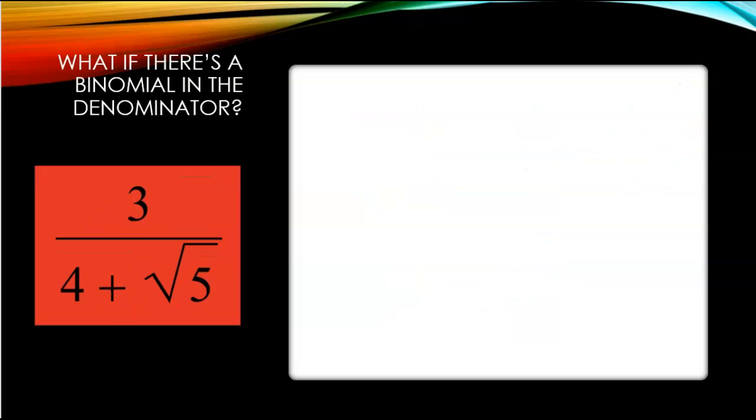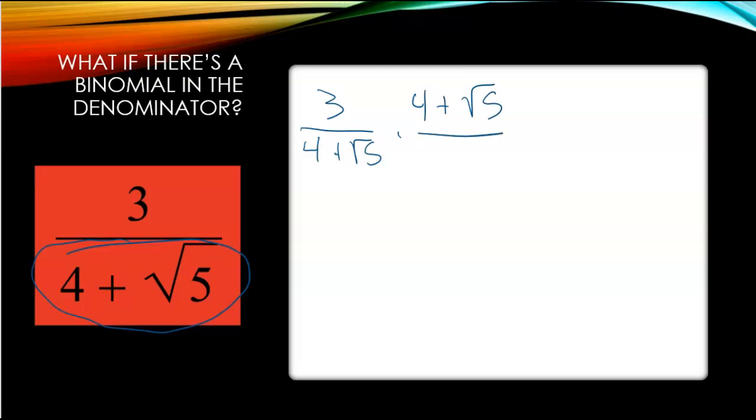But now, what happens if there's a binomial in the denominator? It's on the bottom. We're going to have to multiply the 4 and the radical 5 by everything, right? Because we can't just split up the binomial. So we got 3 over 4 plus radical 5, and we're going to have to multiply both of them by 4 plus radical 5. Does that make sense to you? Oh wait, no, we're not going to plus it, we're going to minus it, because we're going to want to end up with a perfect square binomial down here.